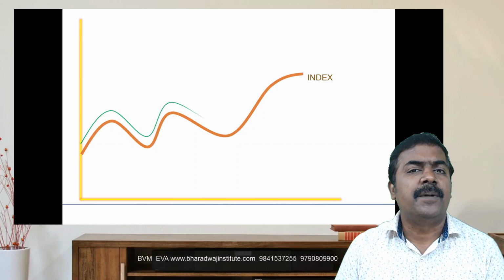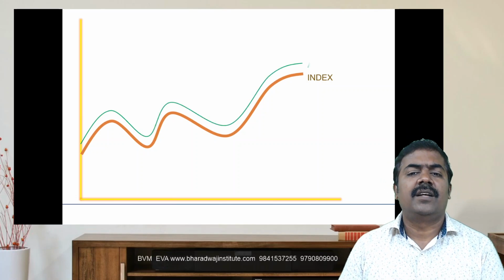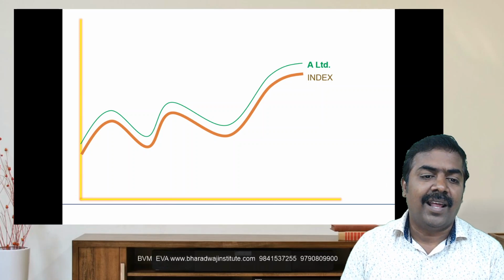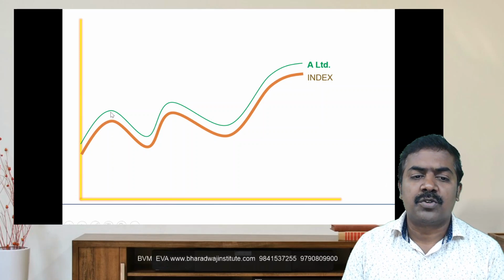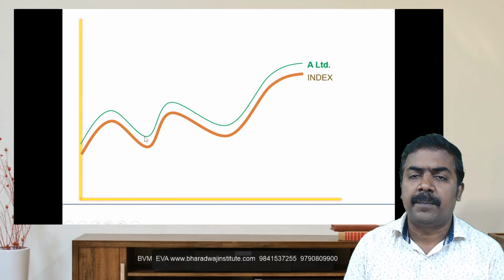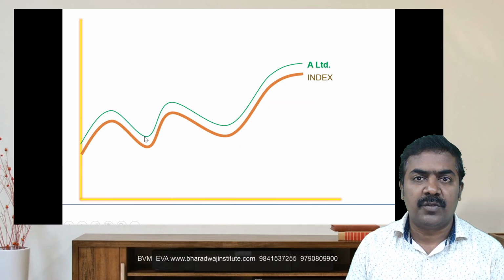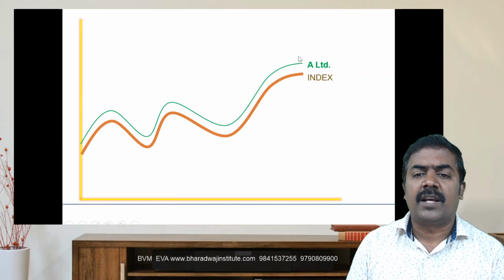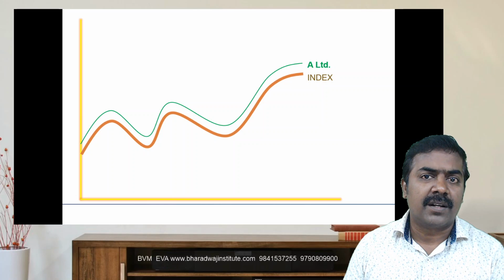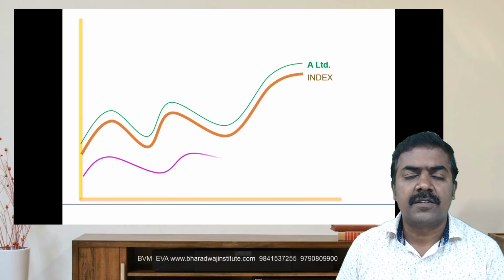Let us assume there is a company called A Limited. The A Limited price is moving. How is it moving? Along with the index. If the index moves up by 2%, the company also will move up by 2%. If the index falls by 20%, A Limited share price also will fall by 20%. It moves along with the market. Okay. So, the risk will be equal to market risk. A Limited risk will be equal to market risk.